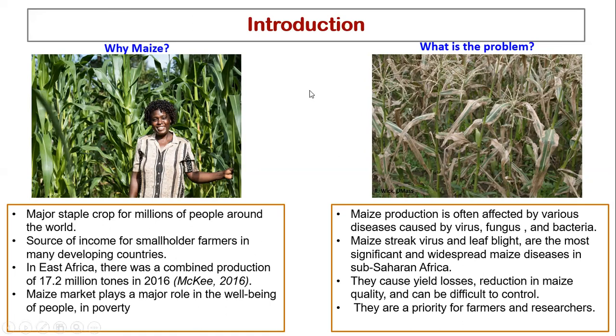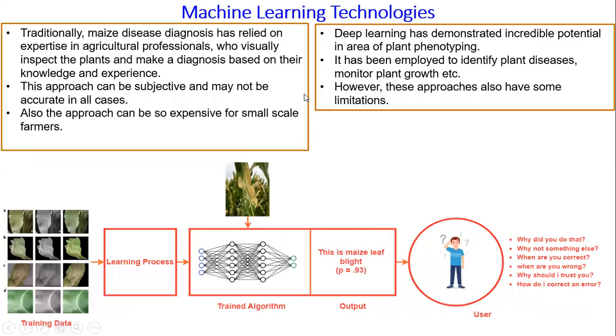people. And for example, in one of the research made by McKee in 2016, it was discovered that in East Africa alone, there was a combined production of about 17.2 million tons. And the maize market actually plays a major role in the well-being of many poor people around not only the East African region, but also the global market, the entire world. Almost everyone consumes maize. It's easier to get, it's cheap, and it has all the minerals that a person would require.